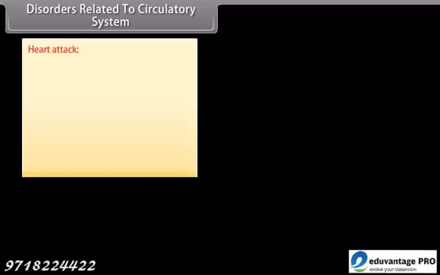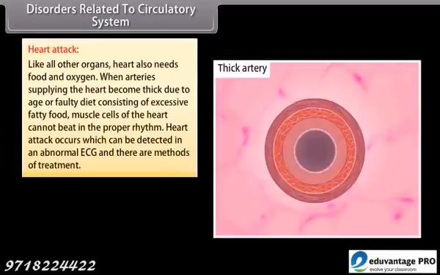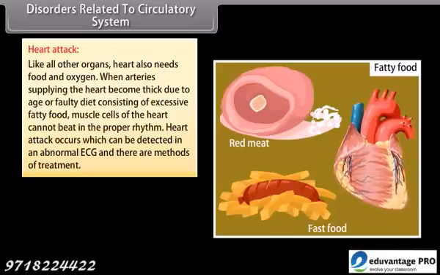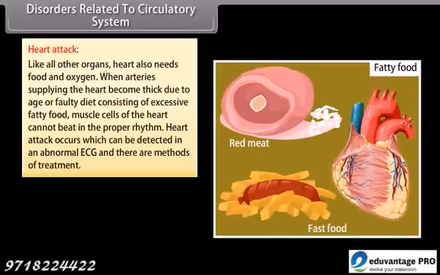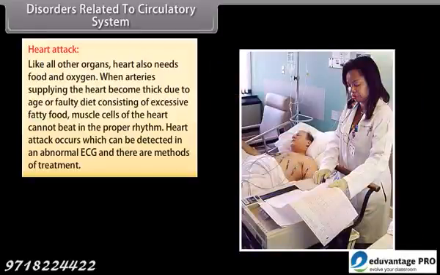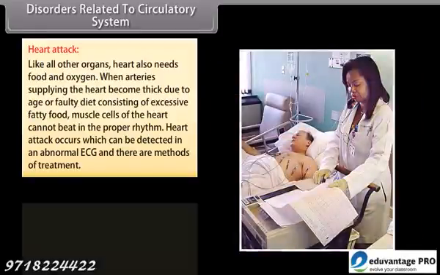Disorders related to circulatory system. Heart attack. Like all other organs, the heart also needs food and oxygen. When arteries supplying the heart become thick due to age or a faulty diet consisting of excessive fatty food, muscle cells of the heart cannot beat in the proper rhythm. Heart attack occurs, which can be detected in an abnormal ECG, and there are methods of treatment.